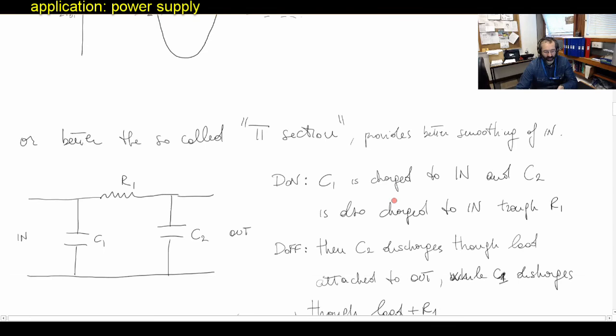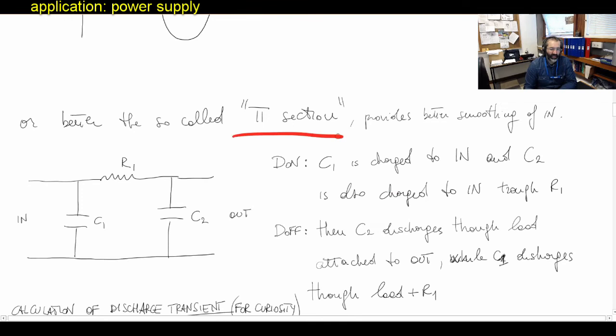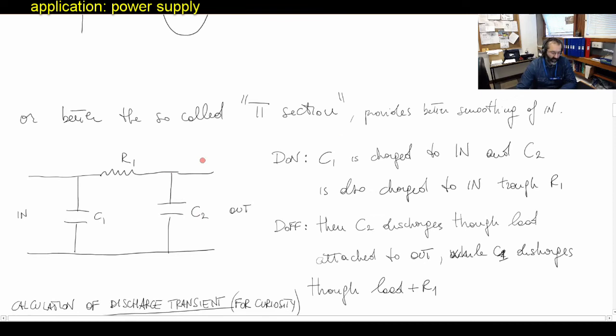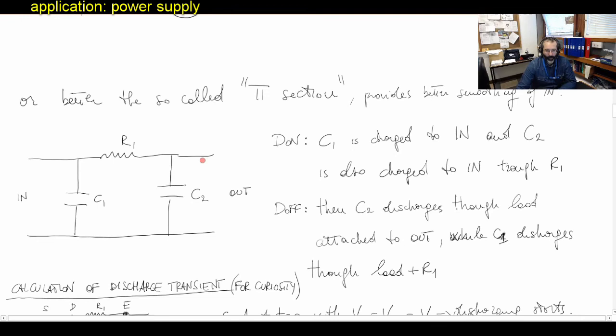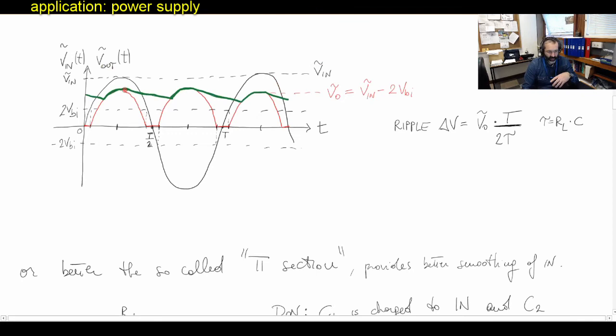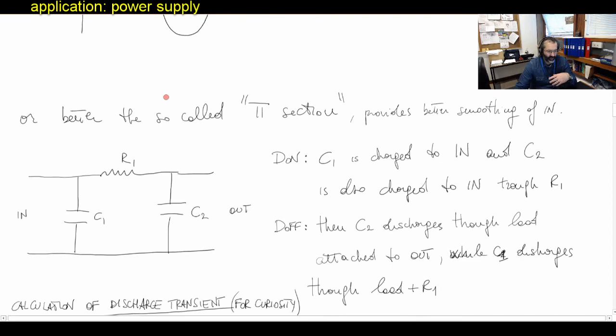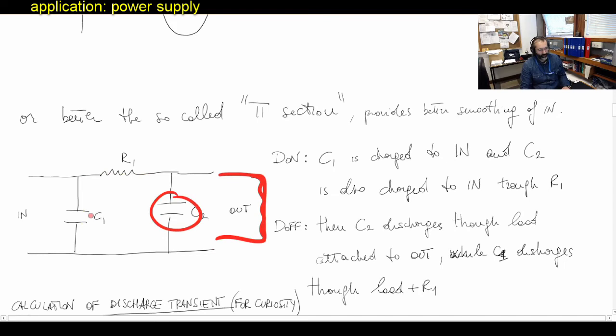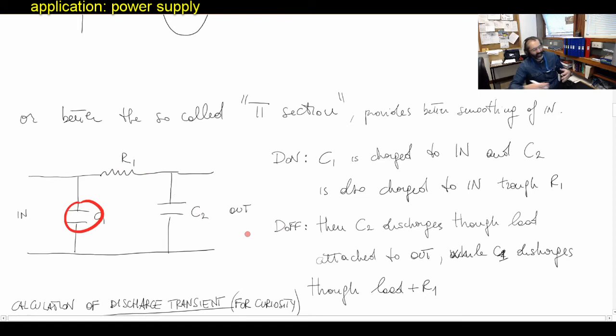A better filter would be represented by the so-called pi section, which is a filter made in this way. I won't go into the details of this. If you are curious, have a look at the notes. But effectively, the role of the filter is to try and keep the voltage from dropping too much. And that's what you achieve here, because you have two capacitors and both will try to discharge, but this one will discharge through R1 also, not only the load. Remember, the load is somewhere here. So C2 will discharge through the R, but this one will discharge through the R1 as well. And so this helps in delaying further the discharge effect.